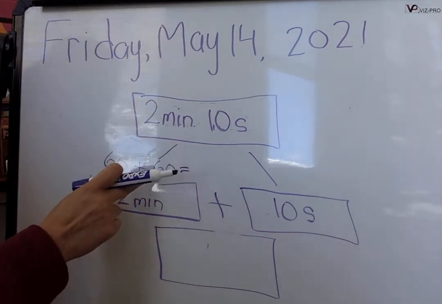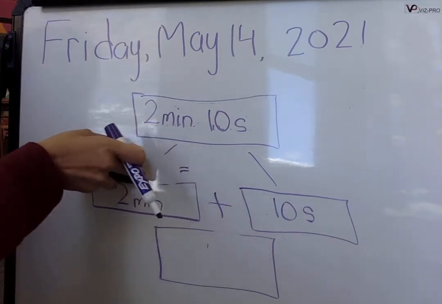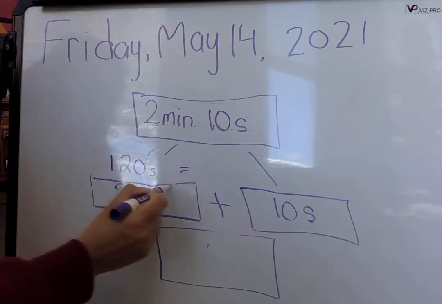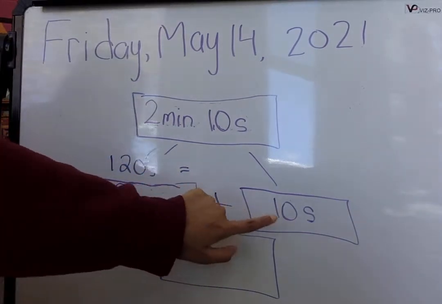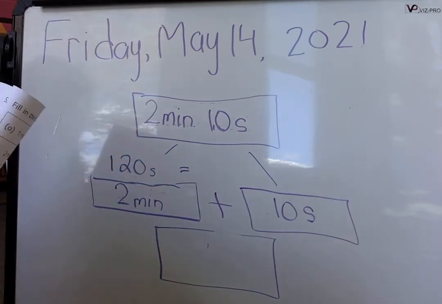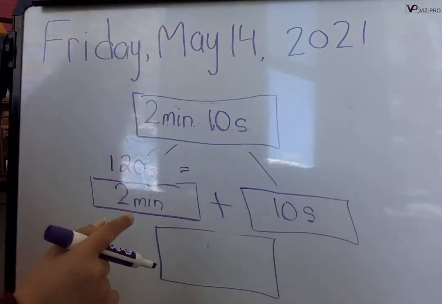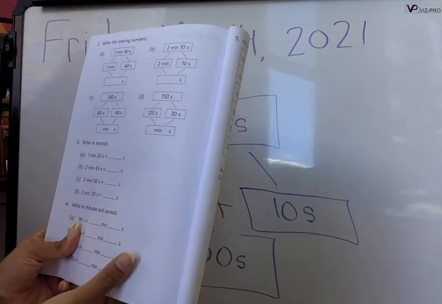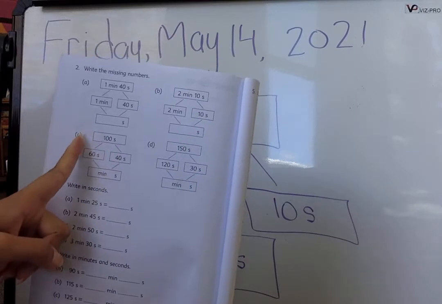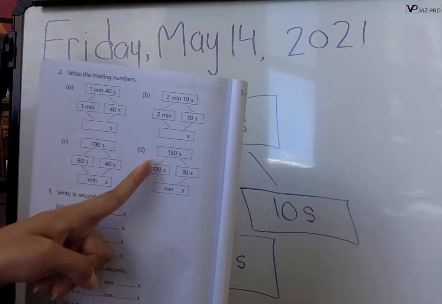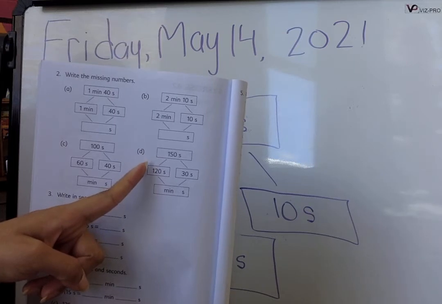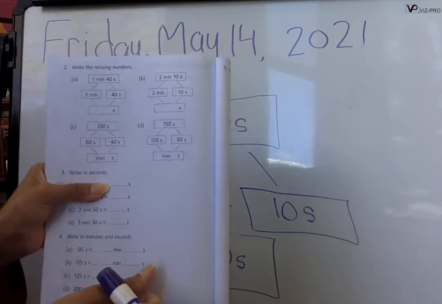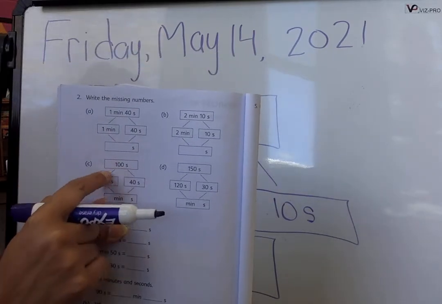So what do we need to do? We know that 2 minutes equals how many seconds? 120 seconds. So 120 plus 10, how many seconds should it give us? 130 seconds, right? Okay, I want you to complete C and D on your own, and then if you need to, you can check your work in your answer key.